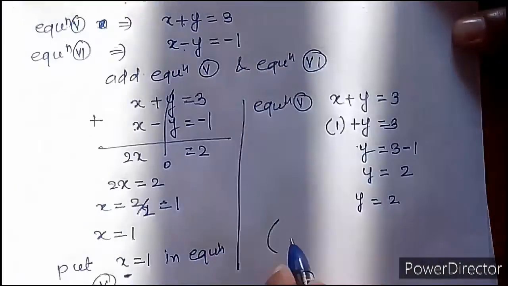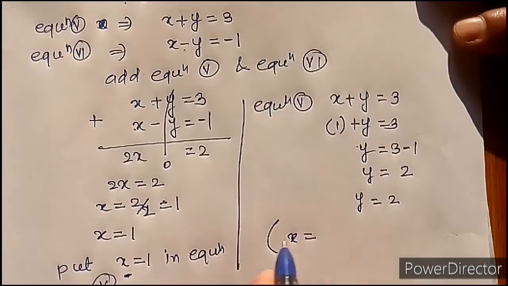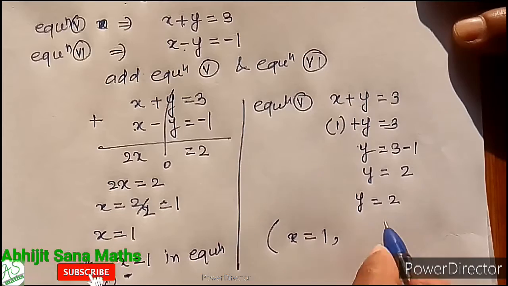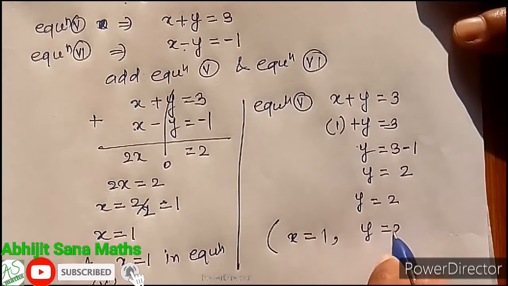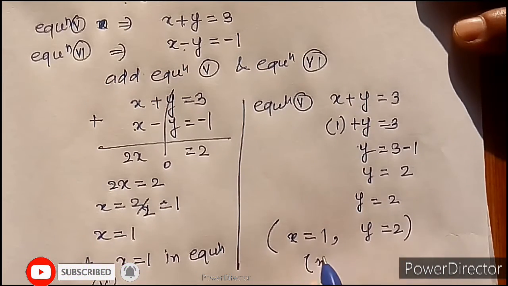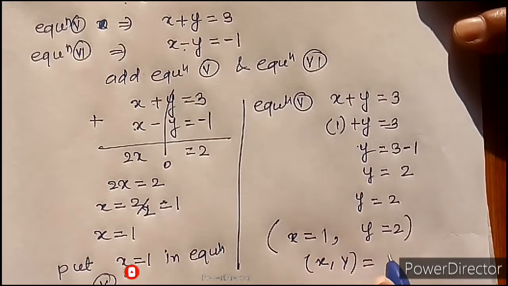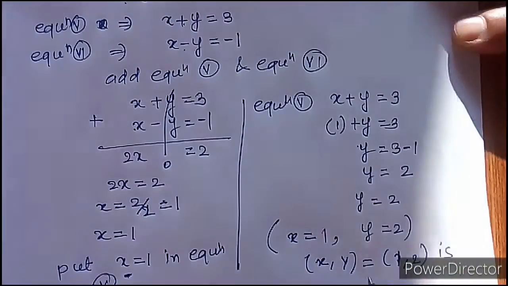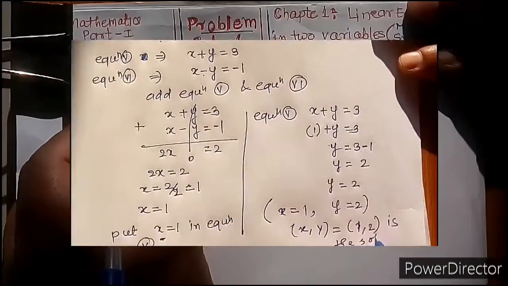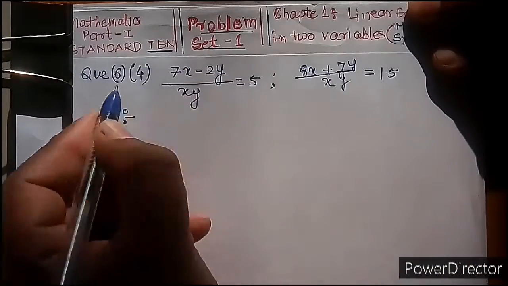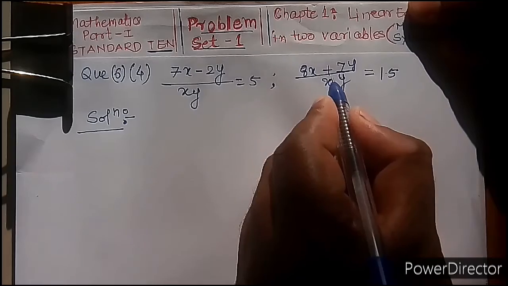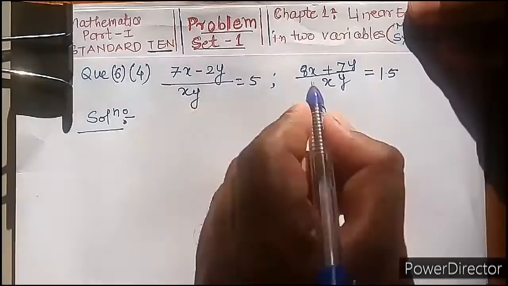Here we get the value of x equals 1, and here we get the value of y equals 2. Write down here x comma y equals 1 comma 2 is the solution. Question number 6, sub question 4. The given simultaneous equations are here.